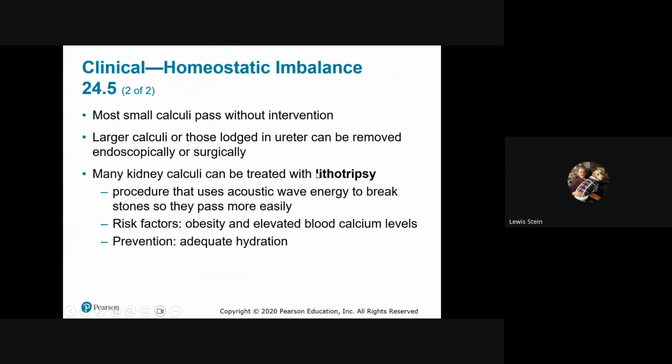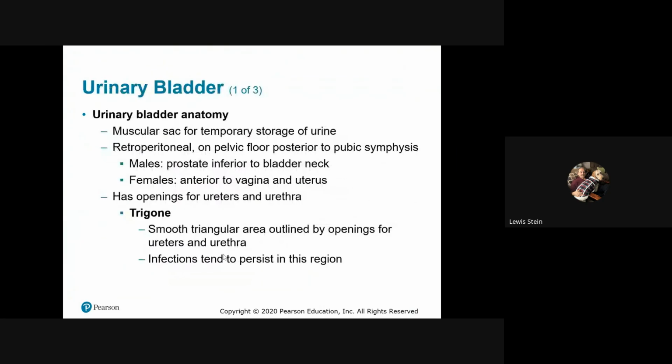And then lithotripsy came along, again similar to gallstones. You're shooting ultrasound waves, typically when people are immersed in a water bath because the water conducts the sound waves better. Okay, and you basically are breaking them into little tiny granules so they can pass more easily. All sorts of things. And hydration is the key. The bladder.